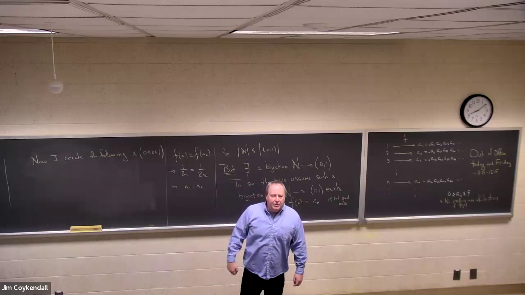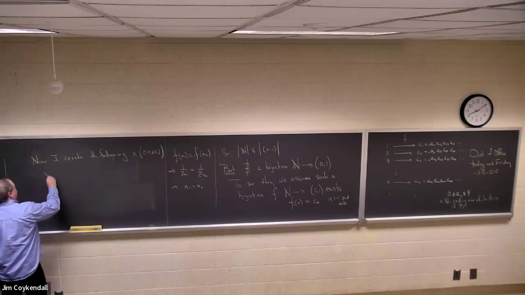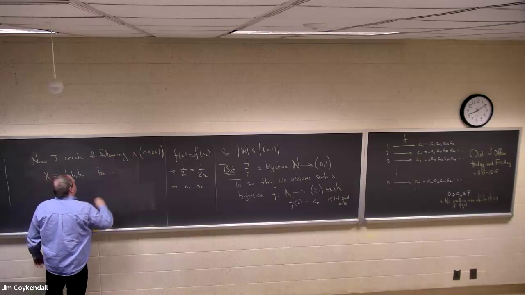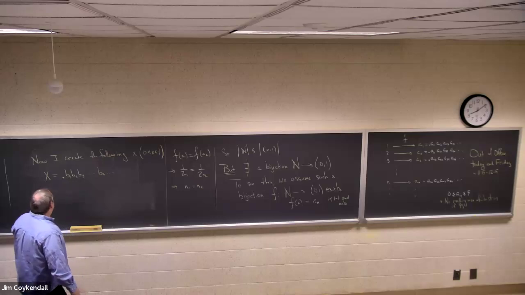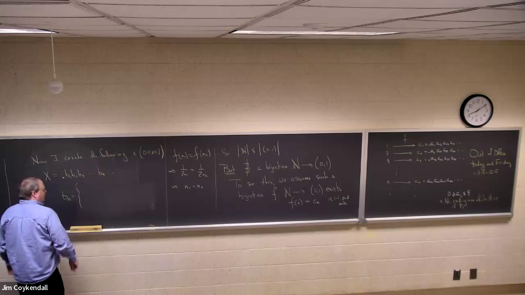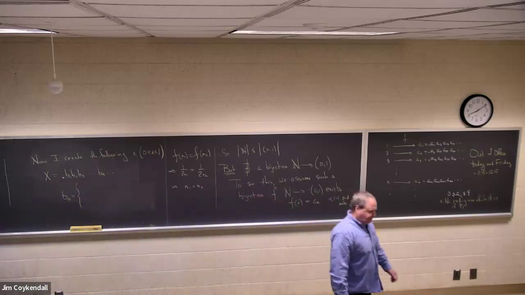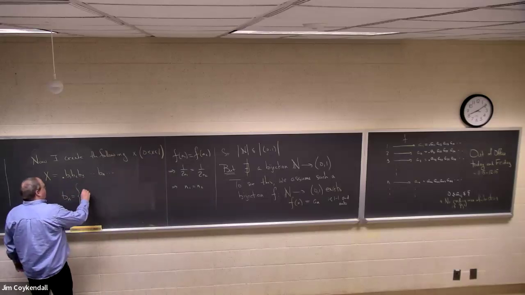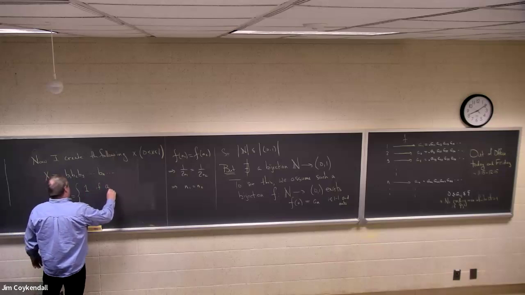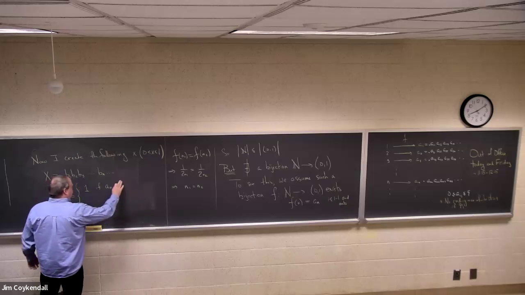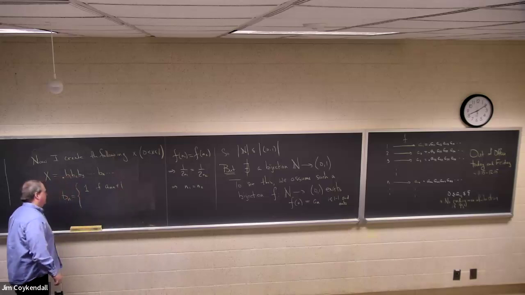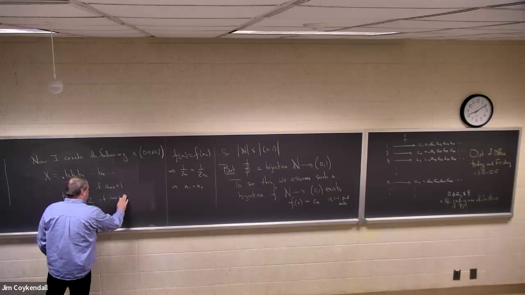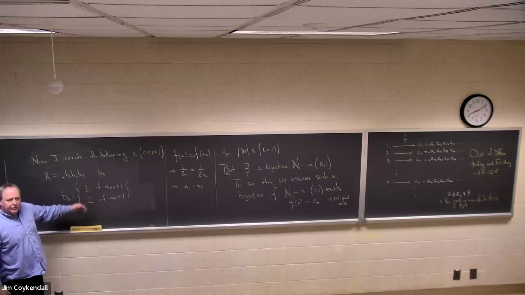I'm going to create the following number X, which is between 0 and 1. I'm also going to write this as a decimal. And I am going to define Bn by looking at it this way. I'm going to let Bn be 1.